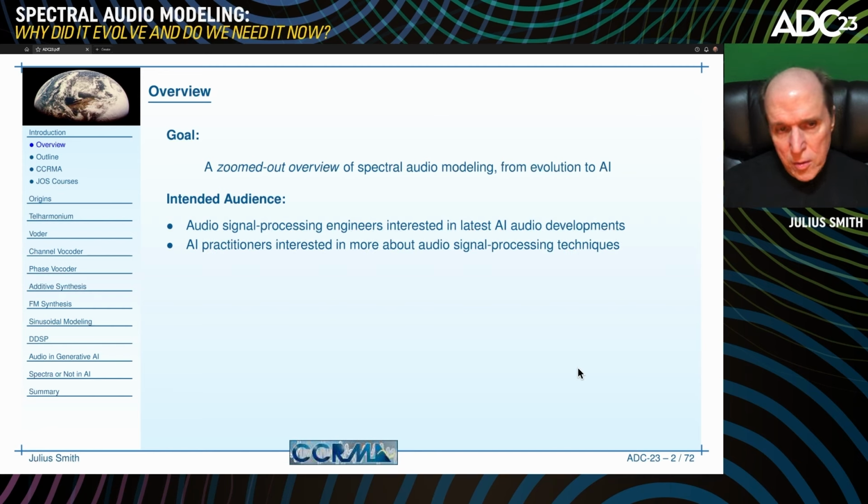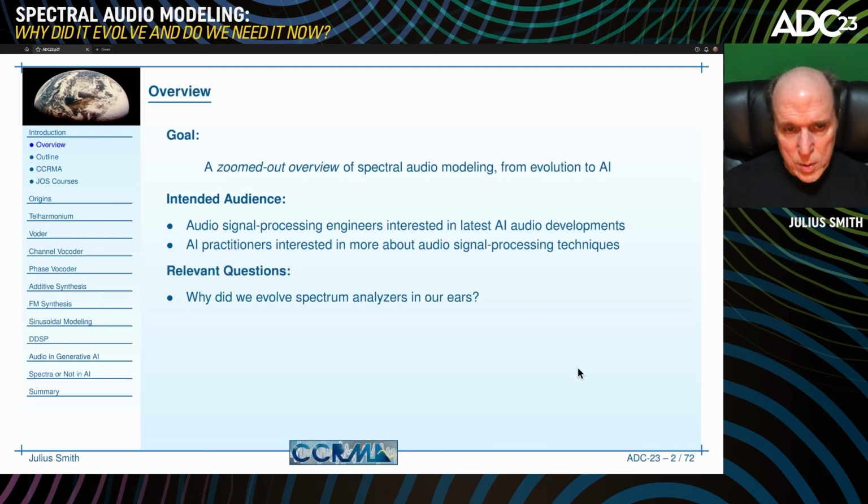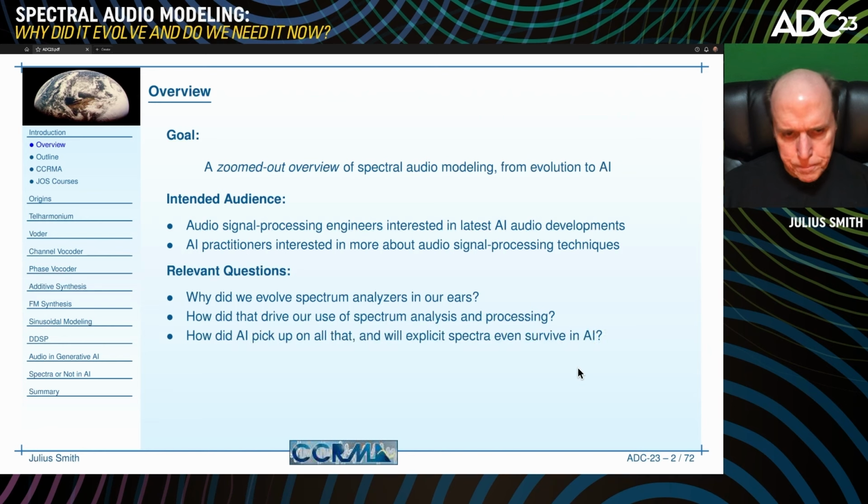And then hopefully it'll also be useful for people doing AI audio and who do not have a signal processing background, or at least not spectral modeling all the way through the way I've lived it over 40-something years. And so some relevant questions are, why did we evolve spectrum analyzers in our ears in the first place? Why do we walk around with hardware spectrum analyzers transforming vibrations into a spectrogram on our neural inputs to our brain? And how did that drive our use of spectrum analysis and processing?